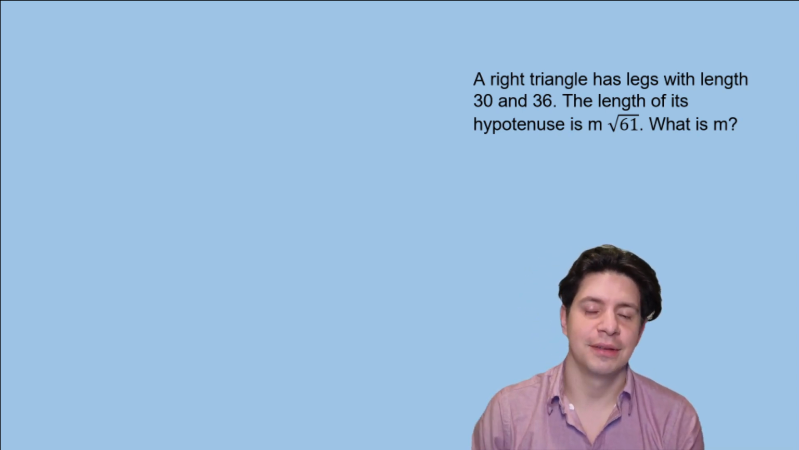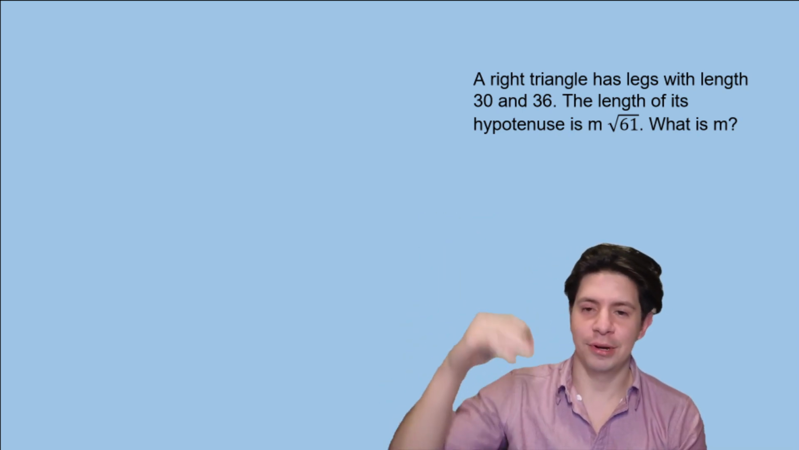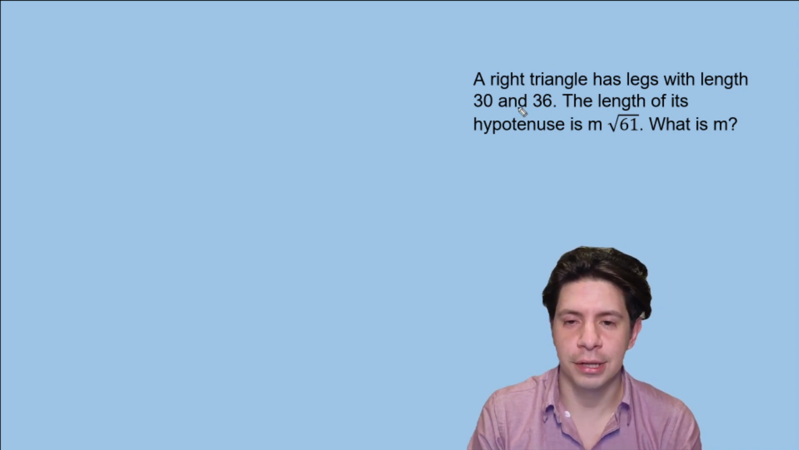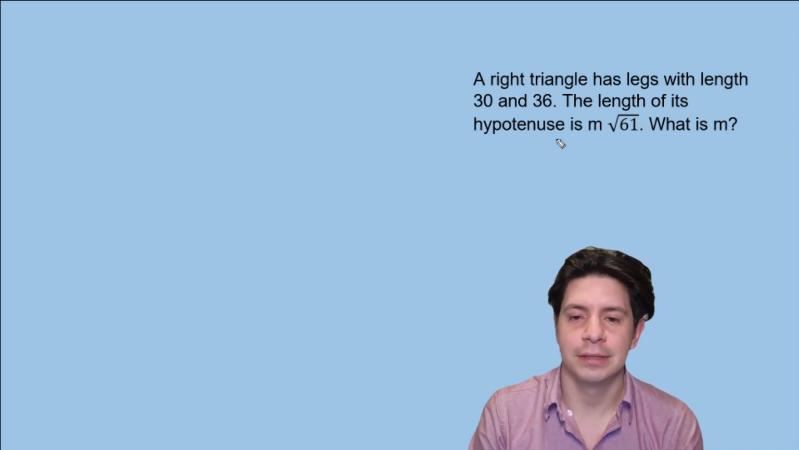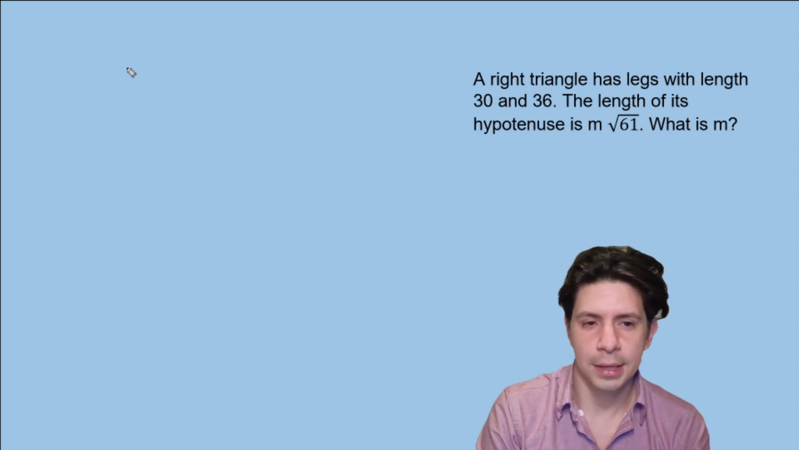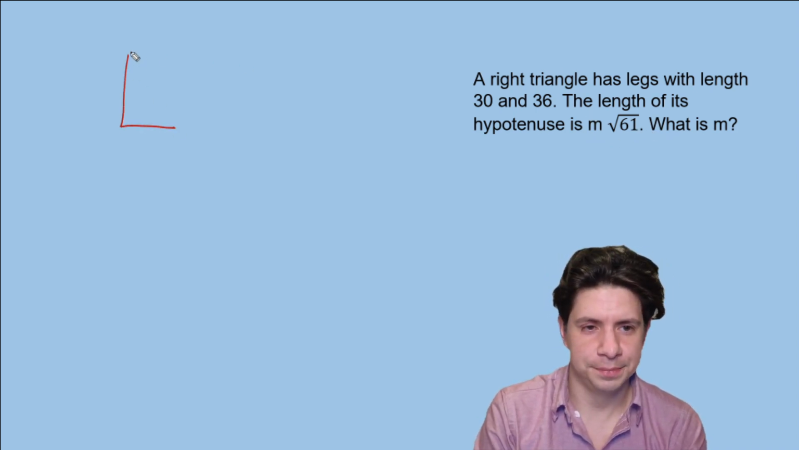So this one is at a more basic level, and then we're going to ramp it up again, right? So let's try this one out. A right triangle has legs with length 30 and 36. The length of its hypotenuse is m root 61. What is m?